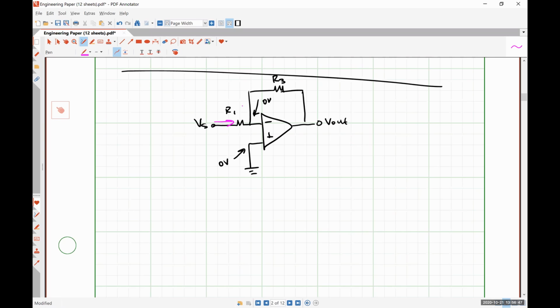This current has to equal this current, so we're going to have Vs divided by R1 is equal to negative Vout divided by R3, which gives us Vout is equal to negative R3 divided by R1 times Vs.